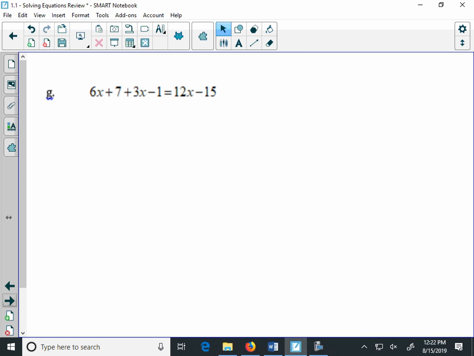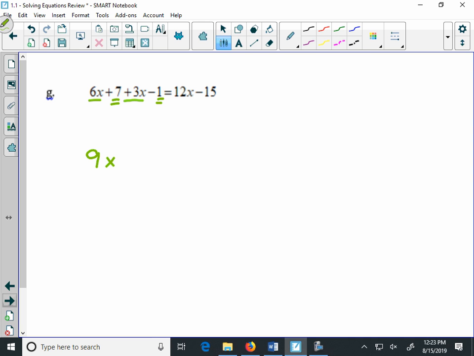So again, what do we have to do with this one before we do anything else? Combine like terms. You're gonna see ones a lot where you have to combine like terms and then solve. We do that a lot in geometry. So combine our like terms. What do we get when we combine 6x and 3x? 9x. What do we get when we combine 7 and negative 1?